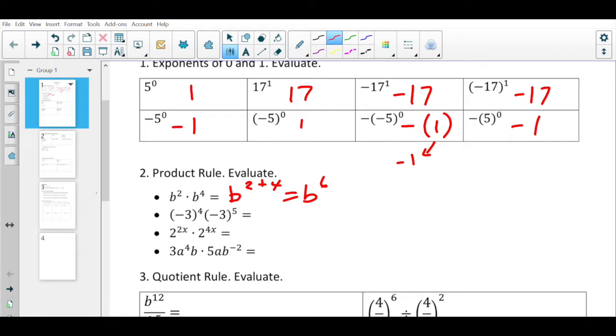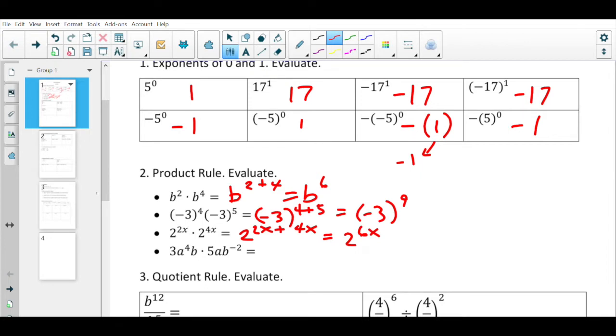We have the same base again, negative 3 and negative 3, so that's negative 3, and we're just adding the exponents, 4 plus 5, and that is negative 3 to the exponent 9. Same thing, we have the same base, so that's 2 to the 2x plus 4x. Follow the same rule, so that's 2 to the 6x.